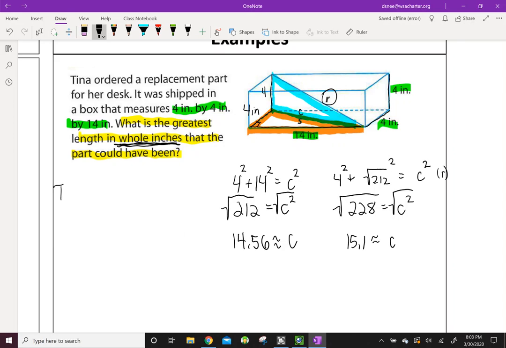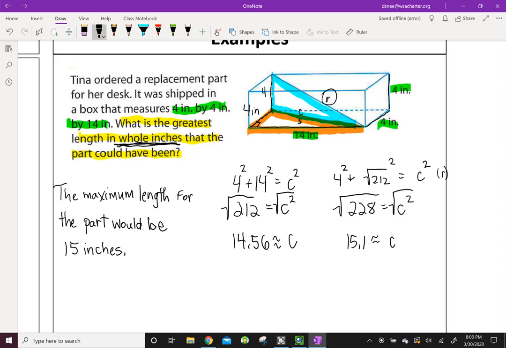The maximum length of the part would be 15 inches. 15 inches. Those are the units on the box. And that's our second problem.